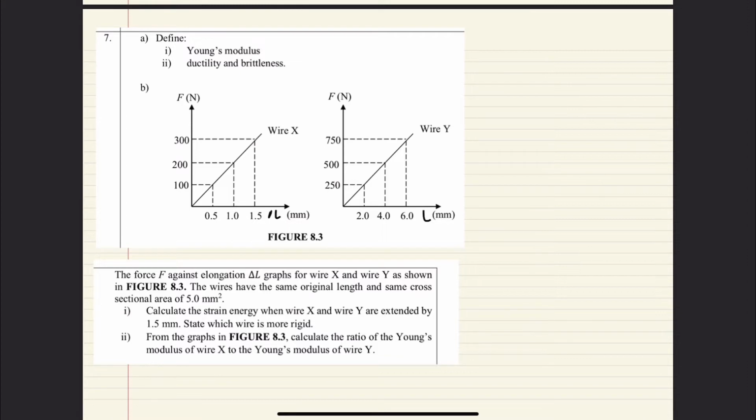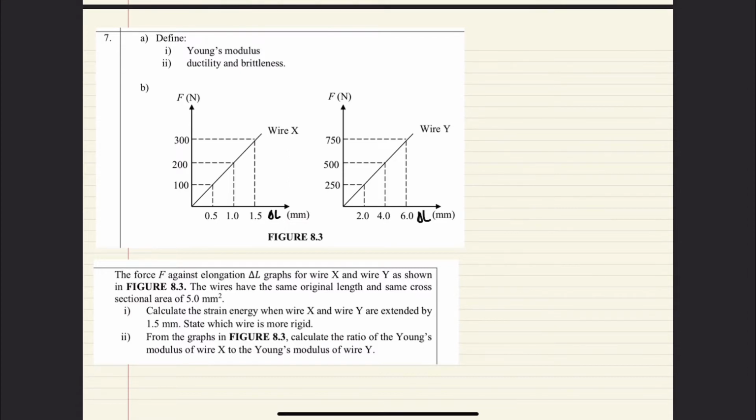Delta L to be exact. So I just read the question there. Okay, the force F against elongation delta L, graph for wire X and wire Y as shown in figure 8.3. The wires have the same original length, same cross-sectional area of 5. Calculate the strain energy when the wire X and wire Y are extended by 1.5 mm.